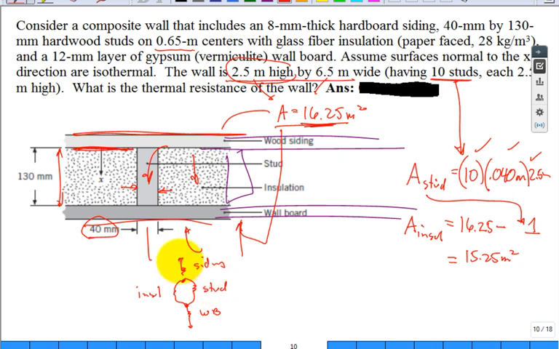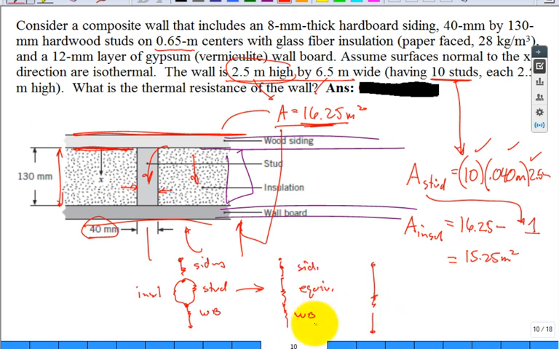So I have to combine the insulation and stud to one equivalent resistance. How am I going to do that? Well, they're in parallel. And once I do that, then I have the siding and I have the wallboard, and I combine all those into one resistor for the total wall.